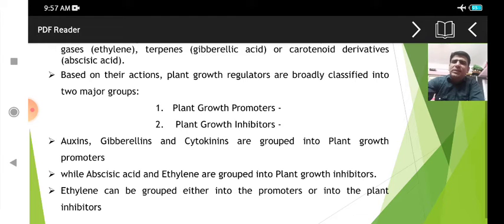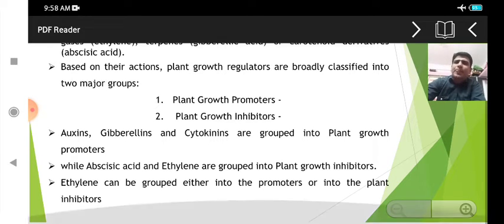Abscisic acid and ethylene are growth inhibitors, but ethylene is the group involved in fruit ripening. Fruit ripening is one kind of growth promotion. So in their function in fruit ripening, they are referred to as growth promoters, and in case of inhibition they also inhibit growth. At excess concentration, excess fruit ripening leads to inhibition of growth.